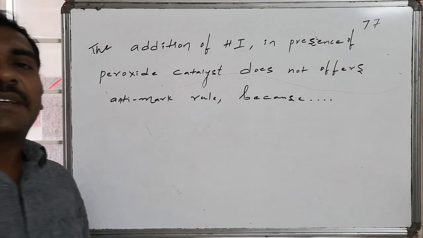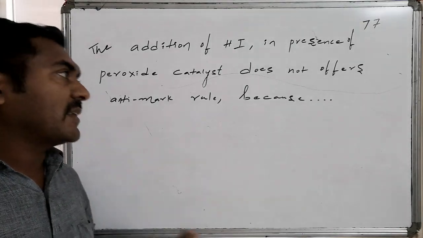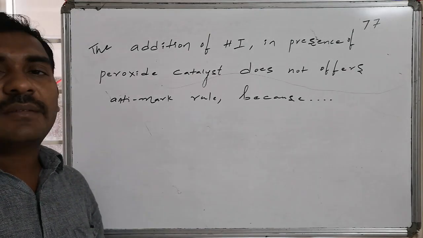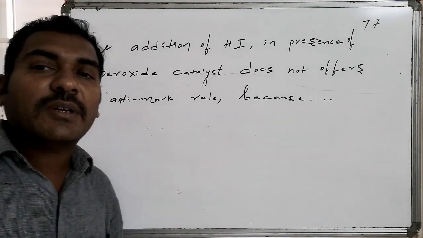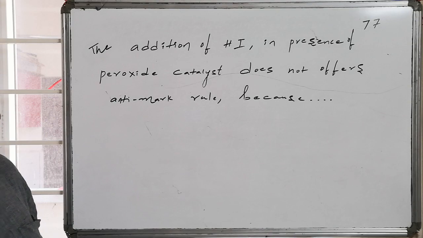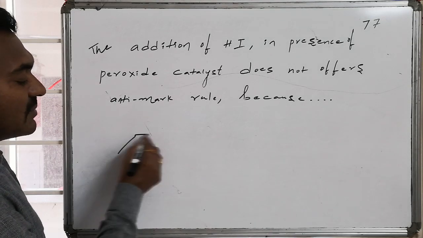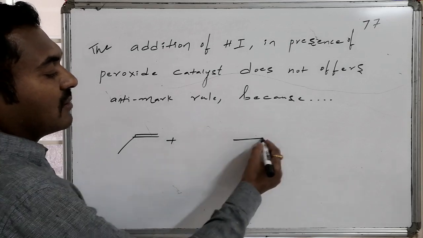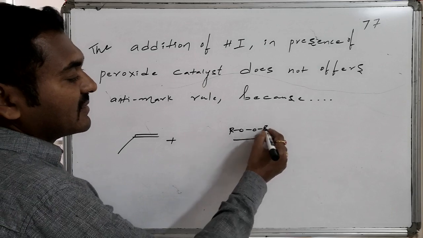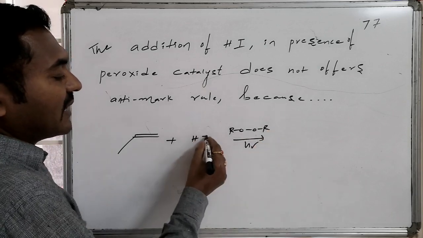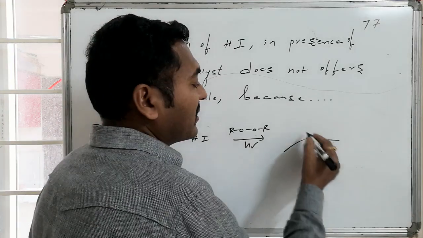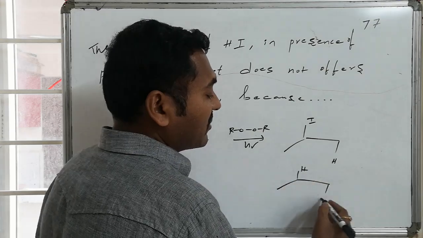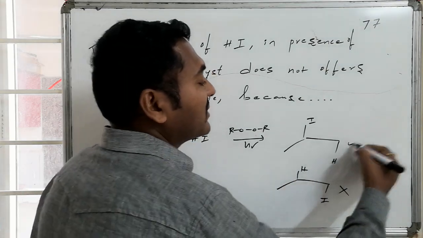In the addition of HI in the presence of peroxide catalyst, it does not offer the anti-Markovnikov product. What might be the reason behind the non-formation of the anti-Markovnikov product for HI addition to the alkene system? Suppose this is my alkene system. In the presence of peroxide initiators like peracids, otherwise peroxy radicals, in the presence of h nu conditions, if I add HI, it always results in which particular product? Only the Markovnikov addition product takes place, but it doesn't give anti-Markovnikov addition products like this. This doesn't come, only this will come.